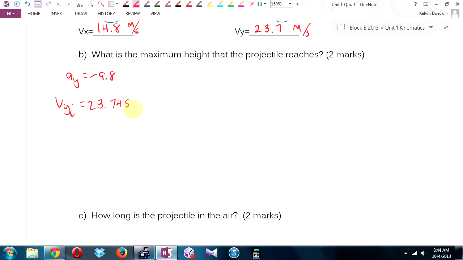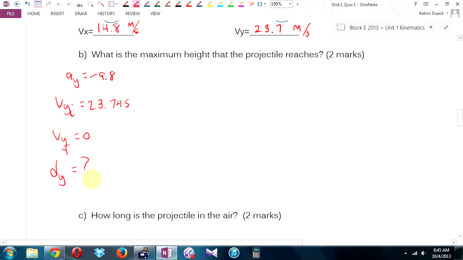Hey, what else do I know? Because this is not enough. There has to be something else that I know vertically. Oh, I know Vy final is 0, and they're asking me to find height. That must mean there's an equation that has acceleration, initial velocity, final velocity. There is? Oh, it's the squared one, right?